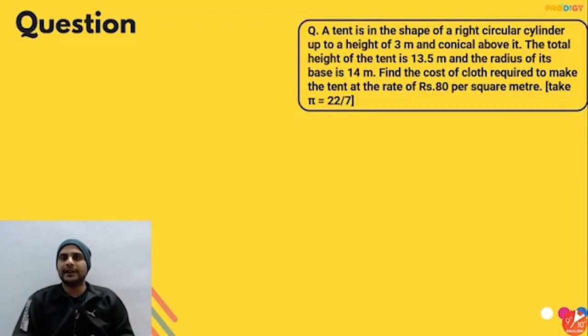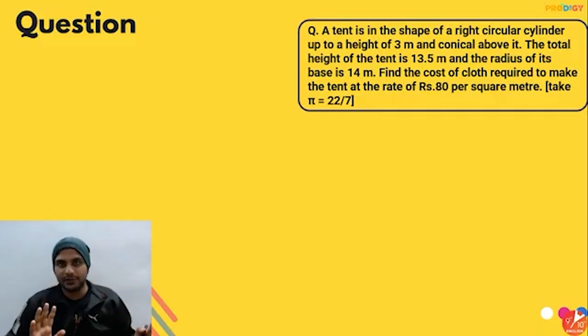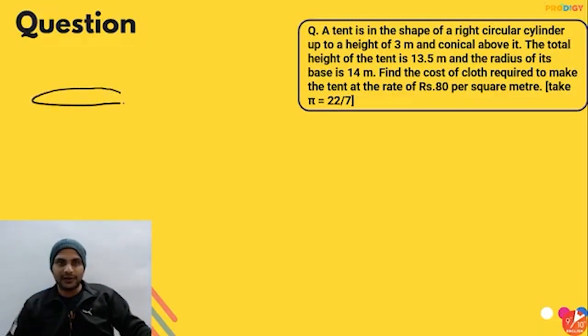Next one, a tent is in the shape of a right circular cylinder up to a height of 3 meters and conical above it. So we have a tent which is cylinder at the bottom and conical at the top. So this is a combination of solids. So the best way to solve these questions, to get the idea about this question, is make the diagram. Make the diagram and half of the work will be done.